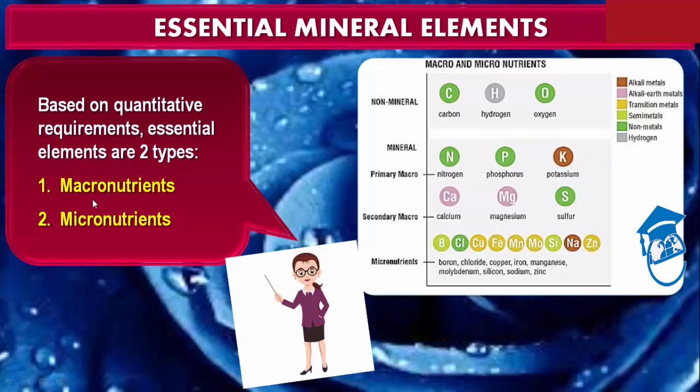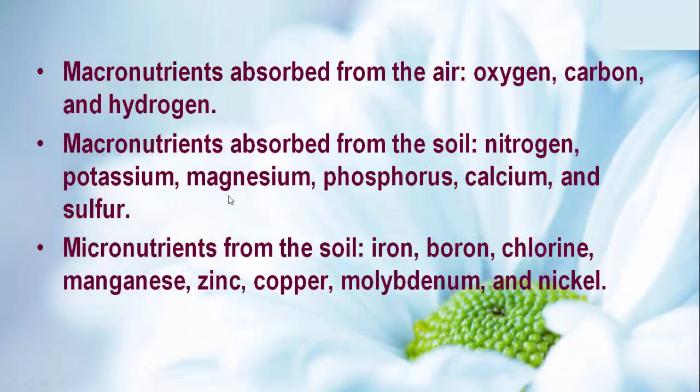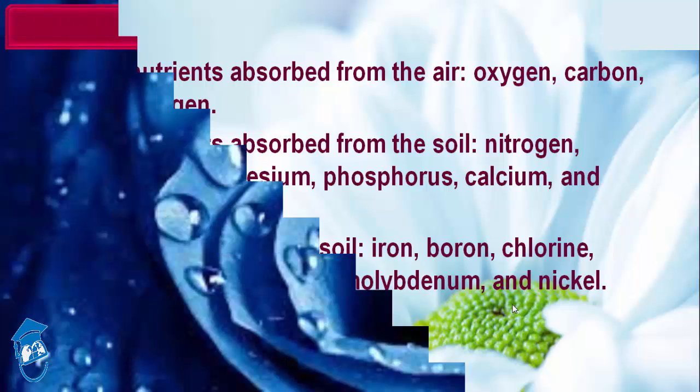So these were the two categories based on the quantitative requirement. Macronutrients are absorbed from air such as oxygen, carbon and hydrogen, and from the soil such as nitrogen, potassium, magnesium, phosphorus, calcium and sulfur. And micronutrients are always absorbed from soil such as iron, boron, chlorine, manganese, zinc, copper, molybdenum and nickel, students.